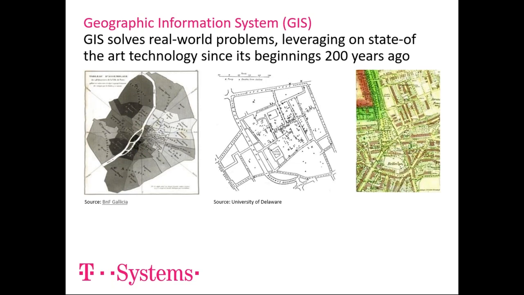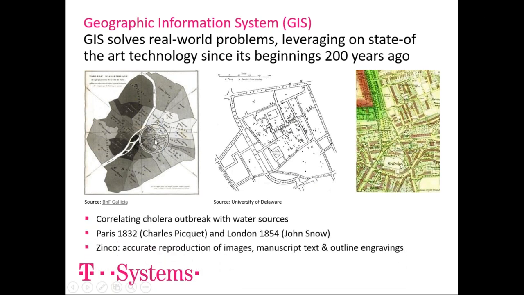All right, a quick refresher for all those who were not able to attend the first webinar. Geographic Information System, or in short, GIS. GIS solves real-world problems leveraging state-of-the-art technology since its very early beginnings 200 years ago. So what you see here is the first heat map ever created, and it essentially correlates the cholera outbreak with water sources. And this heat map was created in 1832 by Charles Piquet.